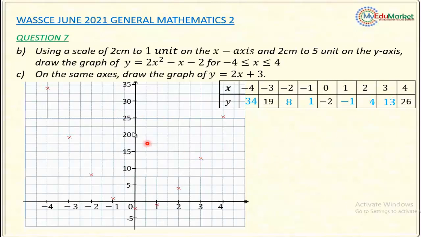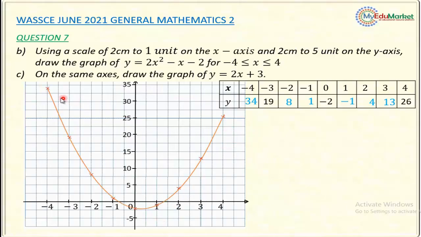What remains is to use my broomstick or French curve or freehand. If you can draw a smooth curve, you are going to join all those points with a smooth curve. So that is what I'm going to do next. To do that, you use your broomstick or French curve, or you can even use freehand to join them. All we need is a smooth curve. So the curve will look like this.